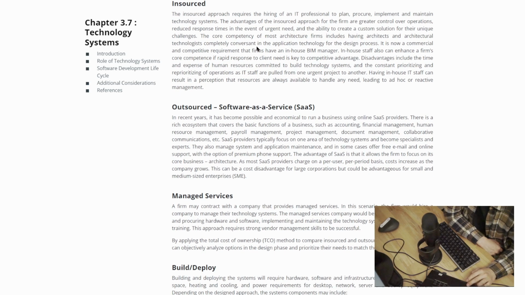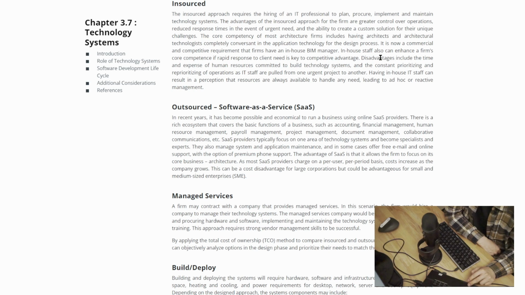The core competency of most architecture firms includes having architects and architectural technologists completely conversant in the application technology for the design process. It is now a commercial and competitive requirement that firms have an in-house BIM manager. In-house staff also can enhance a firm's core competence if rapid response to client need is key to competitive advantage.